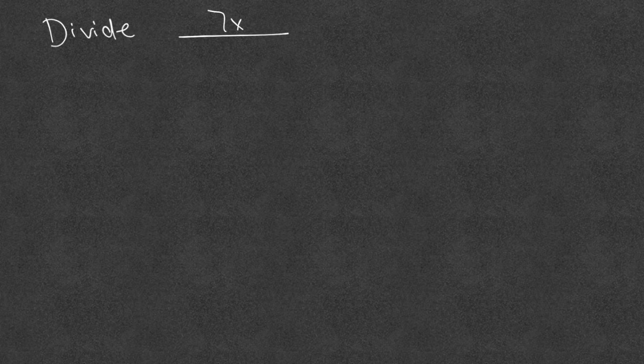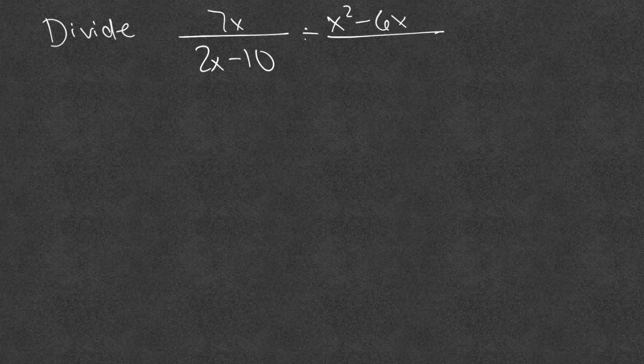Okay, so here's our first example. We need to divide the fraction 7x over 2x minus 10 by the fraction x squared minus 6x over x squared minus 11x plus 30.